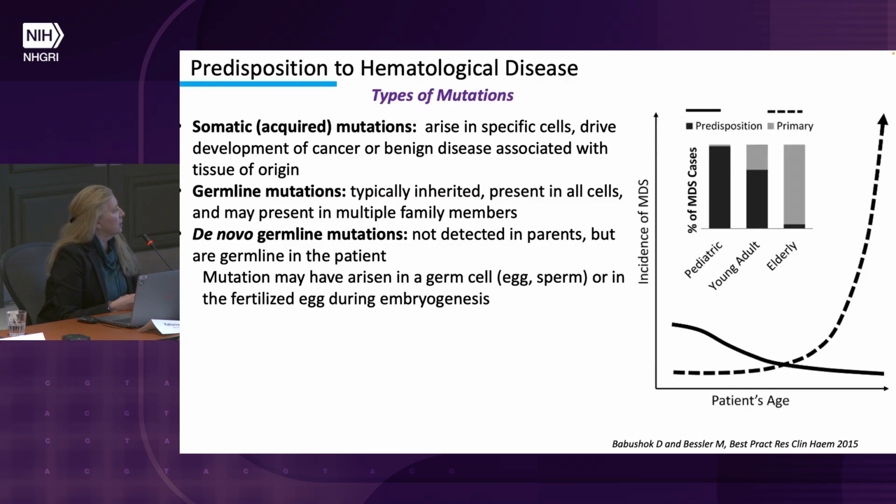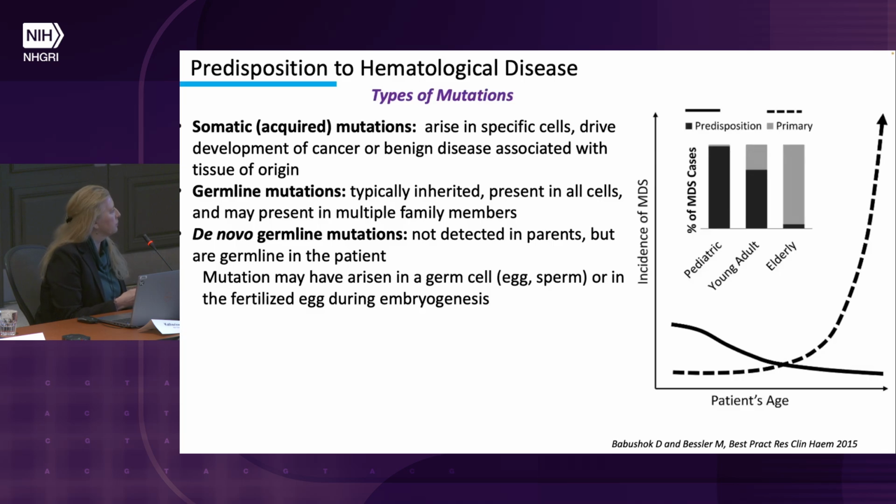So looking at predisposition to hematologic disease, and this also is relevant for other disease types, there are many different types of mutations. We are typically looking at somatic or acquired mutations that arise in specific cells, drive the development of cancer or benign disease associated with the tissue of origin. And there are germline or constitutional mutations that are typically inherited, present in all cells, and may be present in multiple family members. And then there's another subtype of de novo germline mutations that are not detected in the parents, but are germline in the patient, and these may have arisen in a germ cell, such as a sperm or an egg.